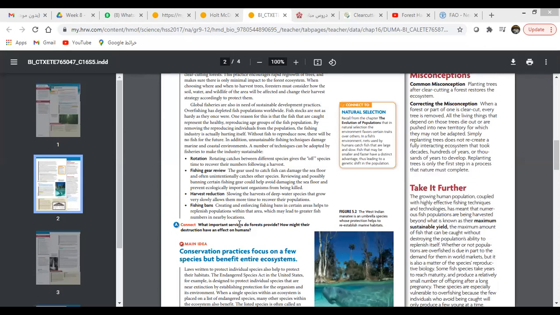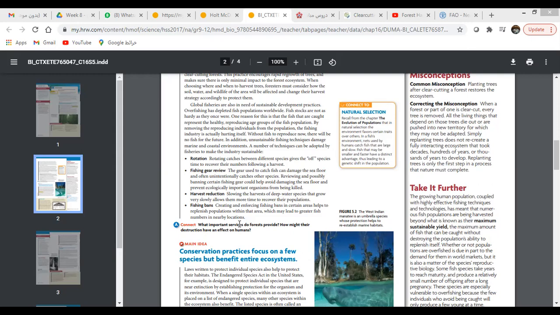Okay, the third technique is harvest reduction, meaning to reduce or slow the harvest of deep water species that grow very slowly, to give them time to recover their population. Don't hunt a lot. Don't fish a lot. Stop overfishing. Reduce the fishing. And the last one is fishing bans.